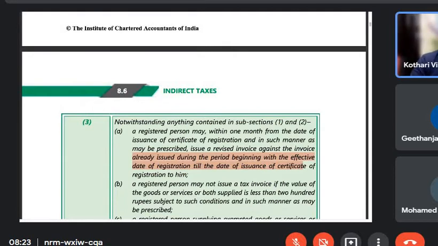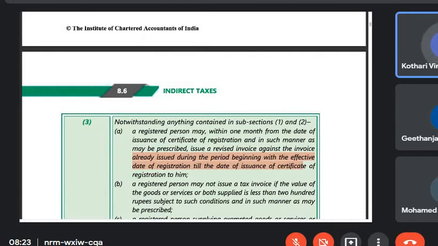So in the first case, what happens? A person becomes liable for registration on 1st January. He applies for registration on 25th January. He gets the registration certificate on 3rd February. So did he apply for registration within 30 days? Yes, on 25th January he has applied. So what is the effective date of registration? 1st January.